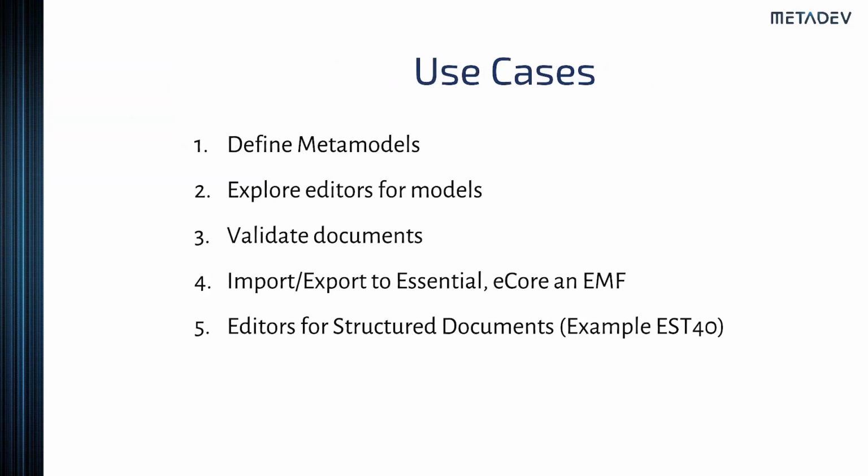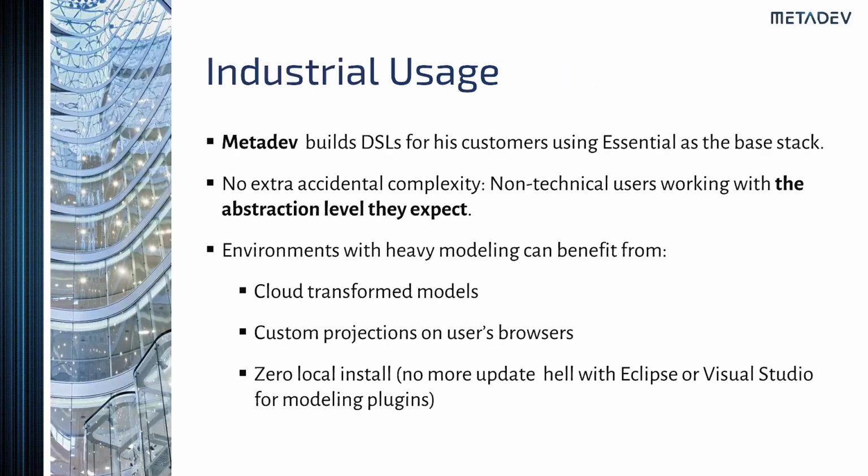So some use cases: we can define meta models, we can explore editors of models, we can validate documents, we can import or export to Essential format, ECORE, EMF, and models to JSON, XML, YAML, or whatever is needed. And an example, we have shown the one for the aerospace. Okay, we are using this technology in industrial contexts for different customers. And the main idea behind this is that we want to remove all the accidental complexity, basically focusing on non-technical users working with the abstraction layer they need, they expect.